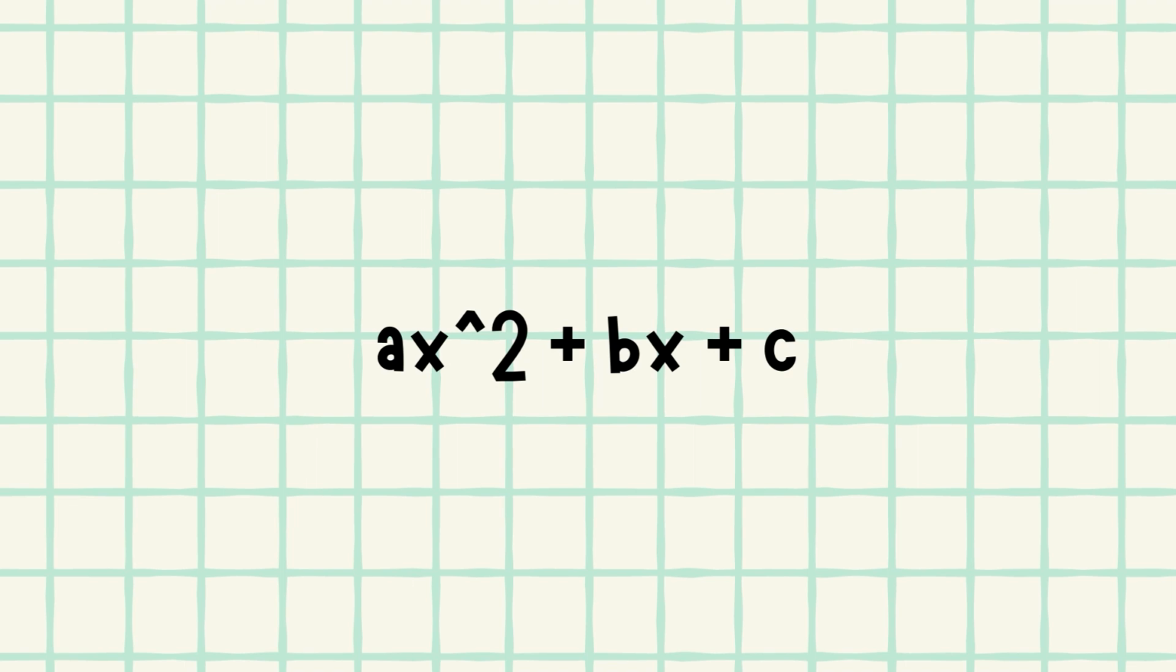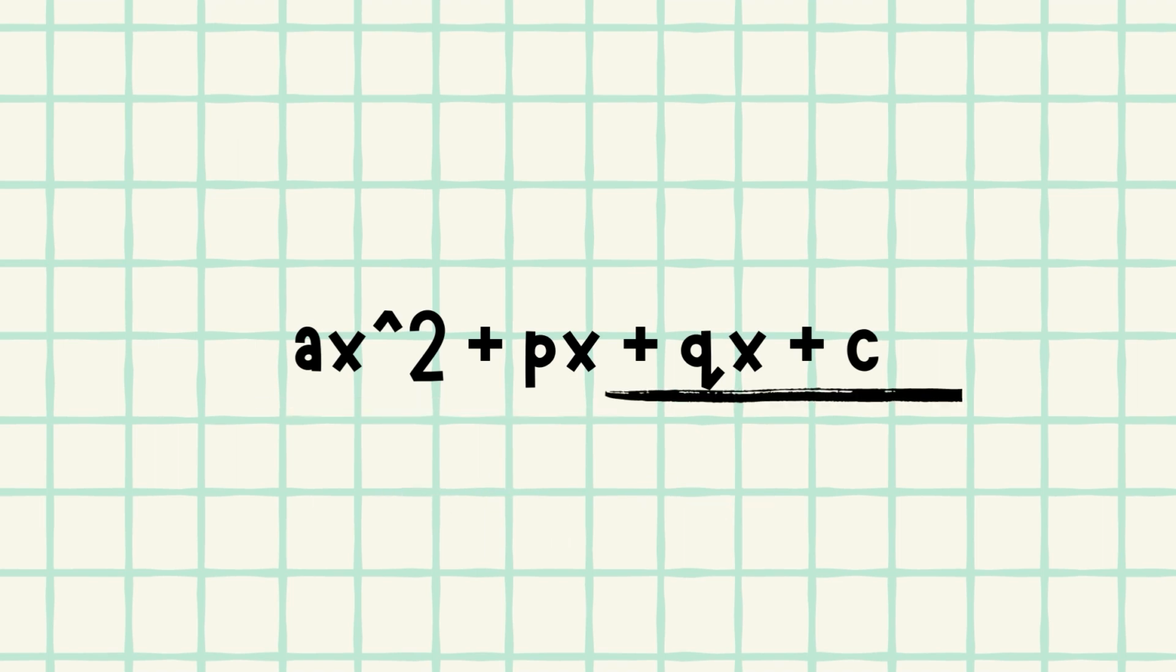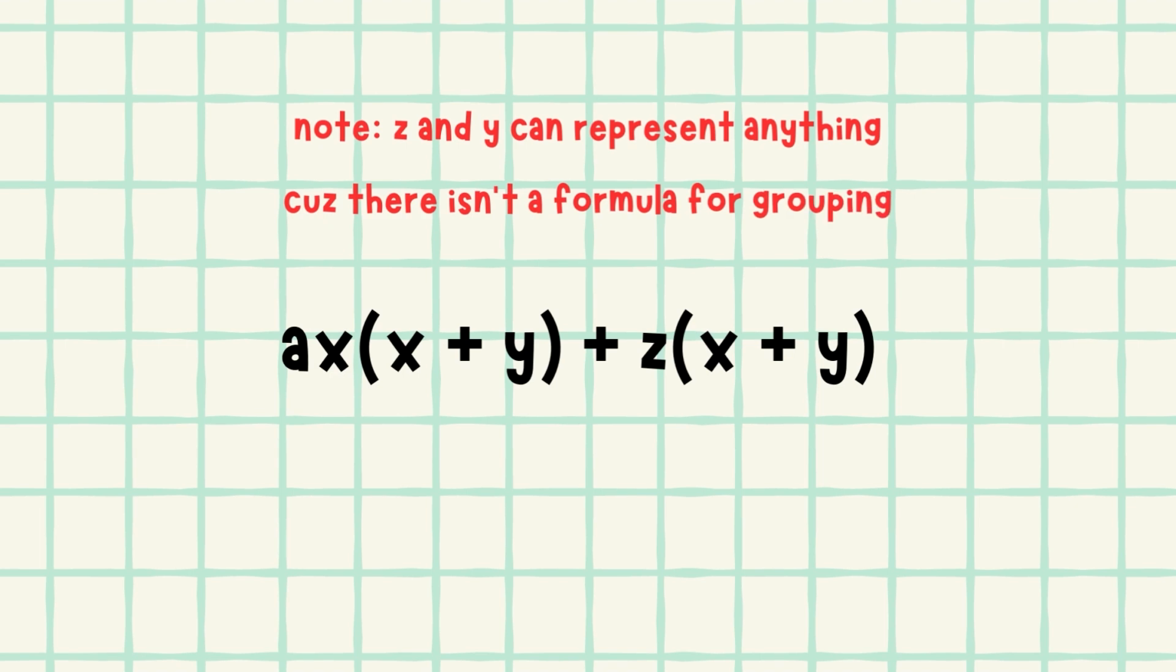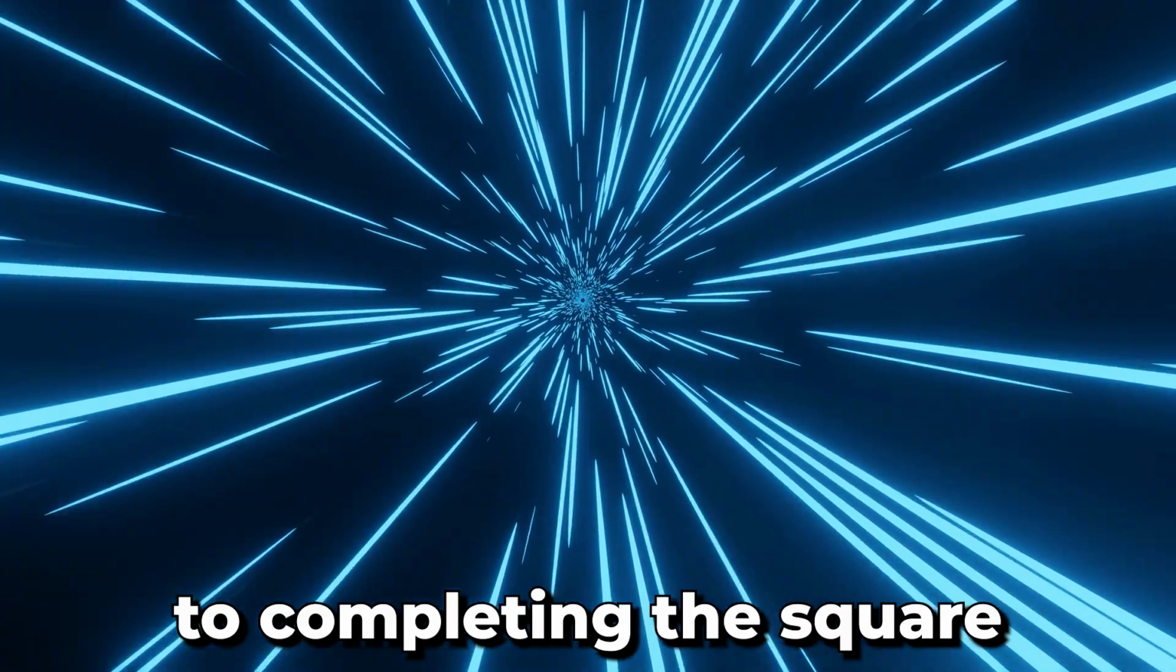To recap grouping, find two numbers that add to b and multiply to a times c. Then split the middle term into the sum of those numbers and factor the first two and last two terms separately, so they share a common factor. Then finally rewrite it to factored form like before. Now on to completing the square.